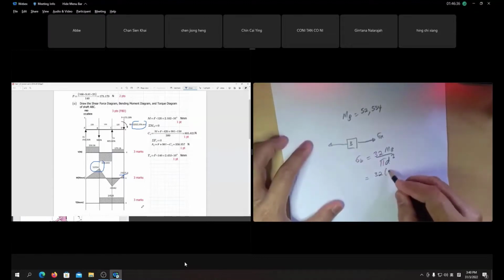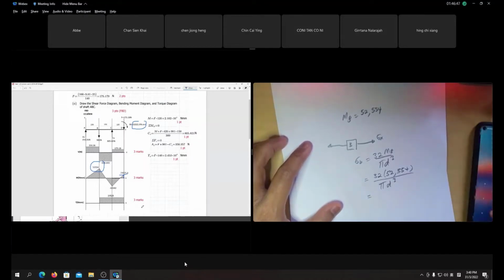Times the moment at B, which is 52.55, in Newton millimeter, over pi d cubed. The only variable is d cubed, our unknown, so we keep it in terms of D. So it means 52.554 times 32, divided by pi.